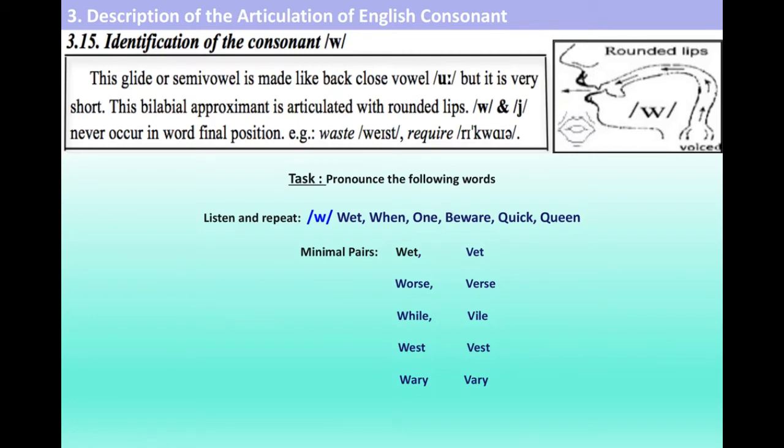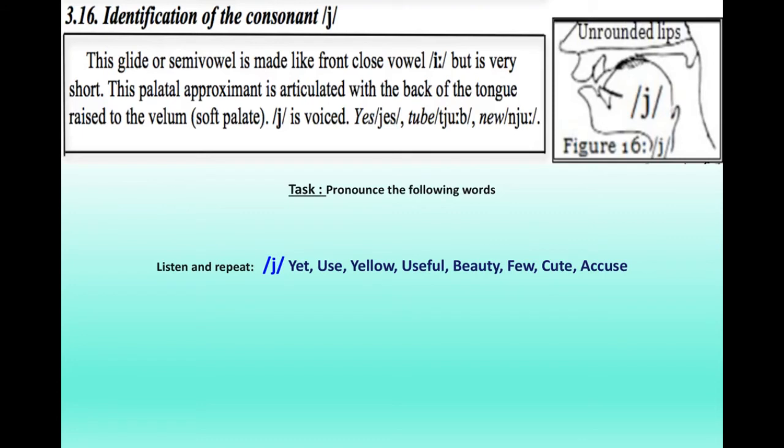Pronounce the following words. Listen and repeat. Wet, when, one, beware, quick, queen. Mirror pairs. Wet, vet, worse, verse, while, vile. West, vest, very, very.